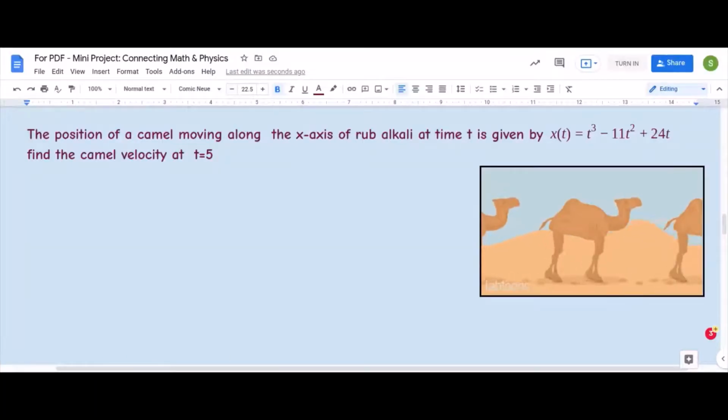And this is the last example where I explain how to find velocity using derivatives. So the position of a camel moving along the x-axis of Rub' al-Khali at time t is given by x of t equals t cubed minus 11t squared plus 24t. Find the camel velocity at t equals 5.